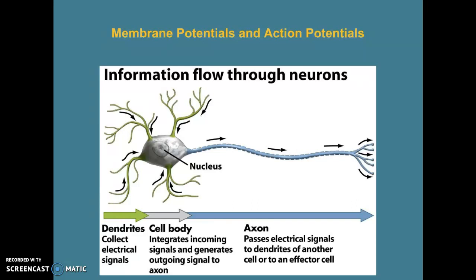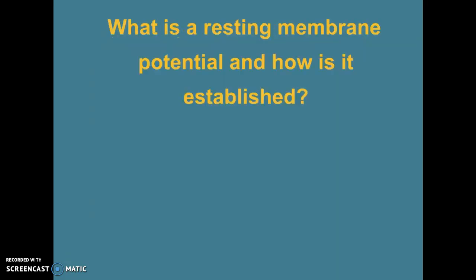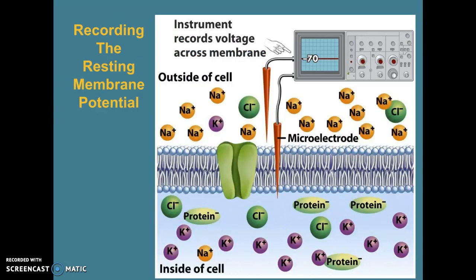When it gets to the other end, at the axon terminus on the other side, there are going to be some voltage-gated calcium channels that cause the binding of vesicles to the membrane and release of neurotransmitters. Okay, so how is resting membrane potential established? That's the sodium-potassium pump. The sodium-potassium pump is going to put more sodium outside than inside, and more potassium inside than outside.